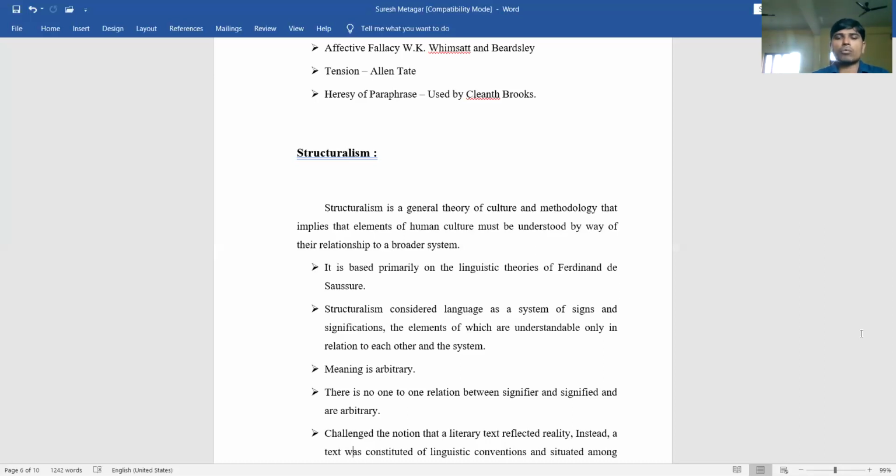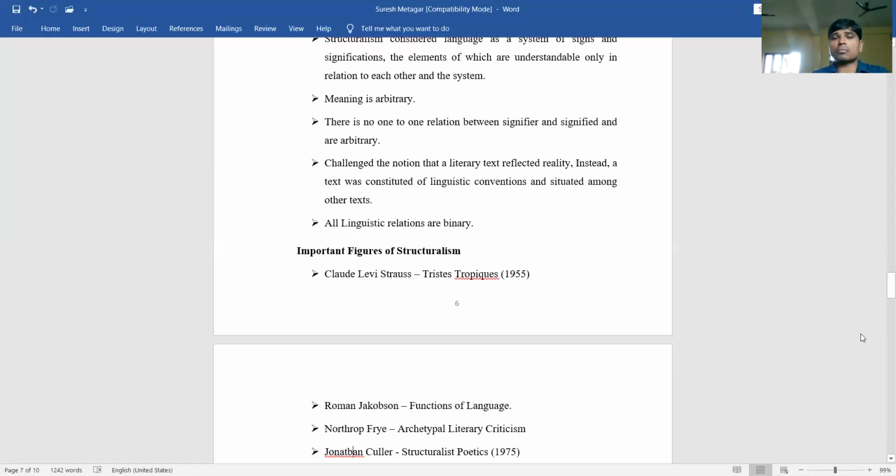Then there is no one-to-one relation between a signifier and a signified; the relation is arbitrary. There is no relation between the word man and the body man. If a person who doesn't know the language is told man, he doesn't understand this body. So there is no one-to-one relation between this word man and this body man. This understanding comes because there is a broader system, and all of us in that system understand that man means this body. If you understand that broader system, you will be able to understand language.